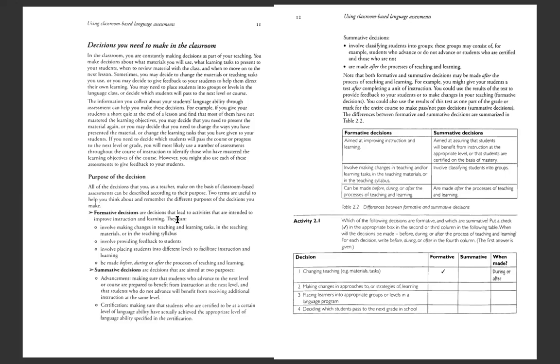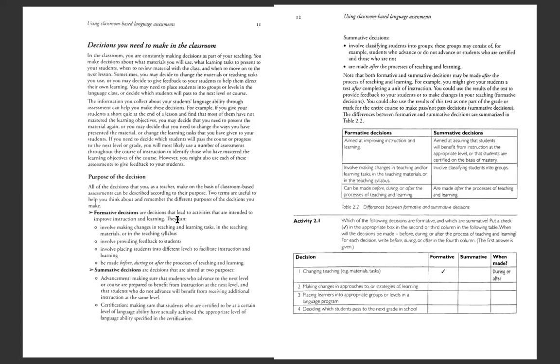And about summative decisions, those are decisions that are aimed at 2 purposes. So there are 2 clear purposes here. One is advancement. So making sure that the students who advance to the next level or course are prepared to benefit from instruction at the next level, and you have to make sure that the students who don't advance will benefit from receiving additional instruction at the same level. In other words, making sure that they are going to repeat because they really need to repeat.